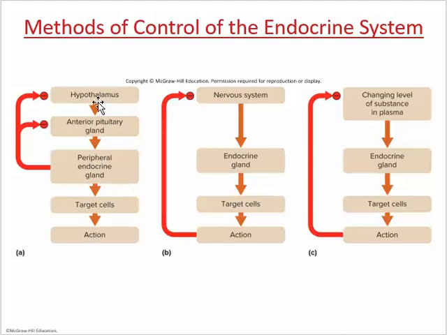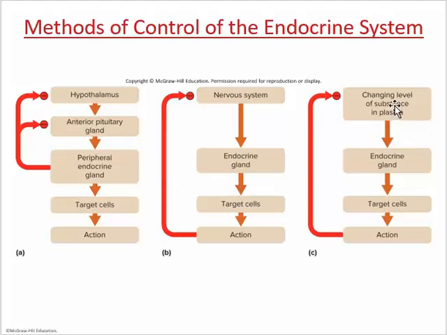So this would be glandular or endocrine control. We can also have nervous system control with a negative feedback where we need something to happen. The brain tells the endocrine gland to release a hormone, which releases to the target cell, which causes an action, and then the action inhibits the nervous system.